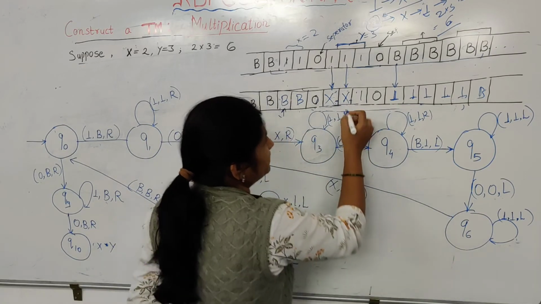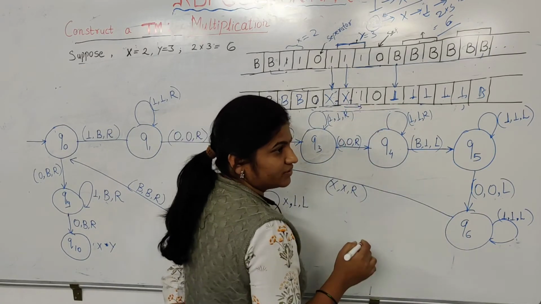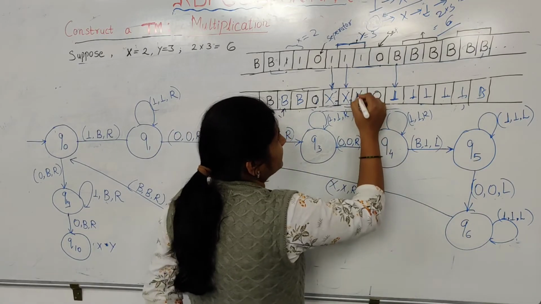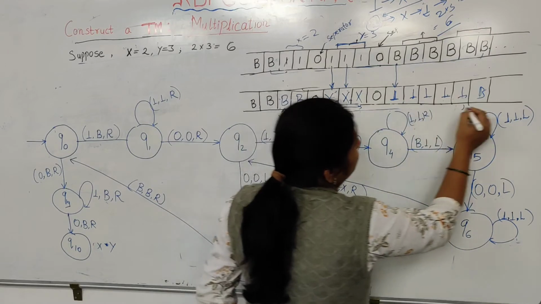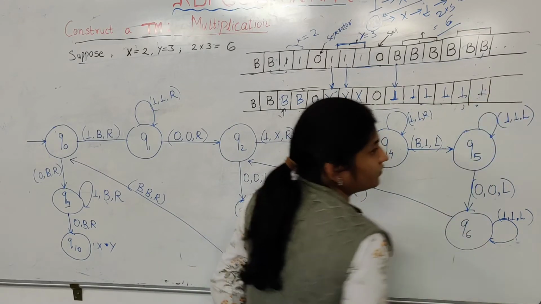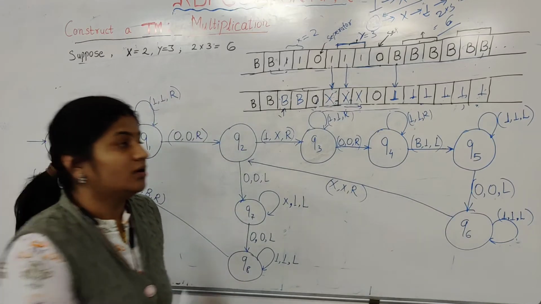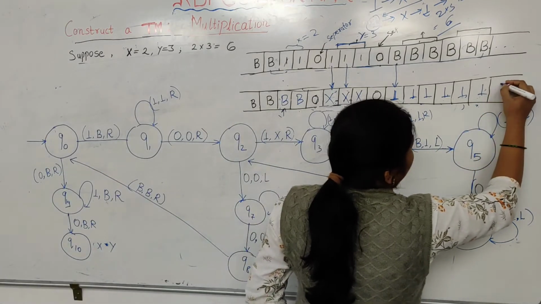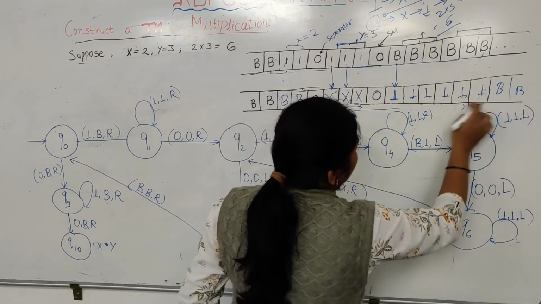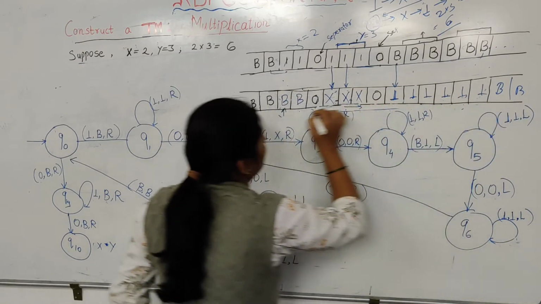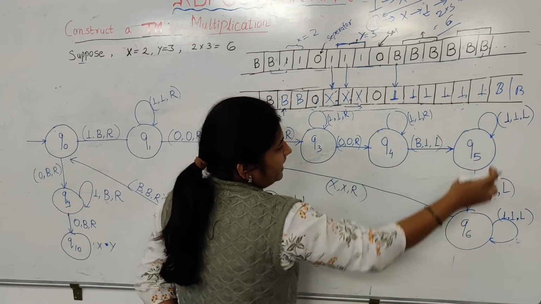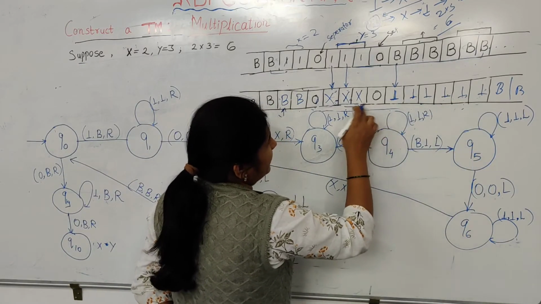When we encounter the x, we have to move towards the right side and change this 1 into x. Again we will move towards the right until we encounter the blank. As soon as we see the blank, we will change it into 1, and after that there are blanks. When we see the blank, we will move towards the left, and we will keep all these ones as they are. We will keep this x as it is.